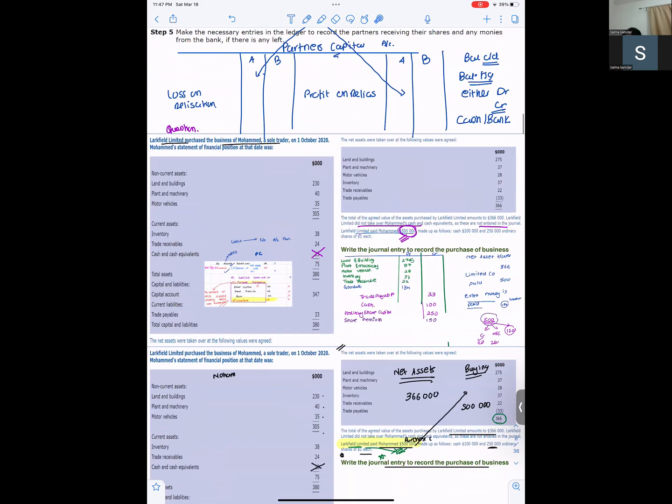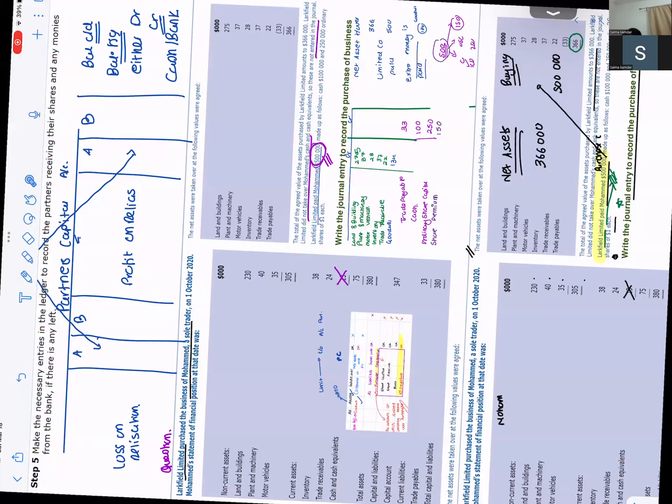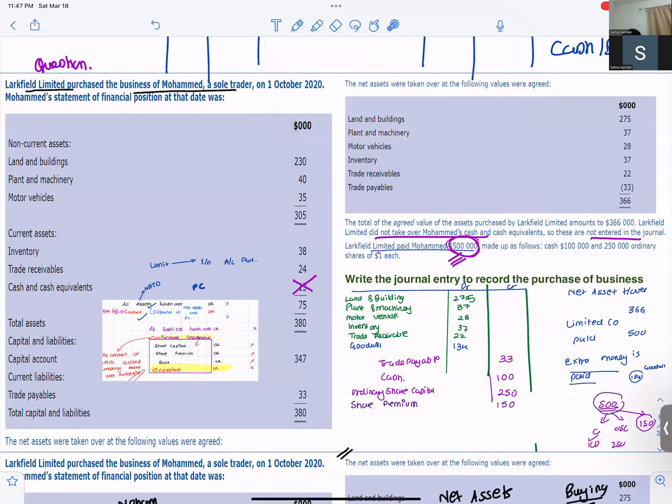Larkfield Limited has purchased the business of Muhammad, who is a sole trader. The non-current assets of Muhammad are here. Current assets of Muhammad are here. The capital of Muhammad is here, and current liabilities of Muhammad are here. The net assets that were taken over are valued at this amount. The total agreed value of the assets purchased by Larkfield amounts to 366,000.